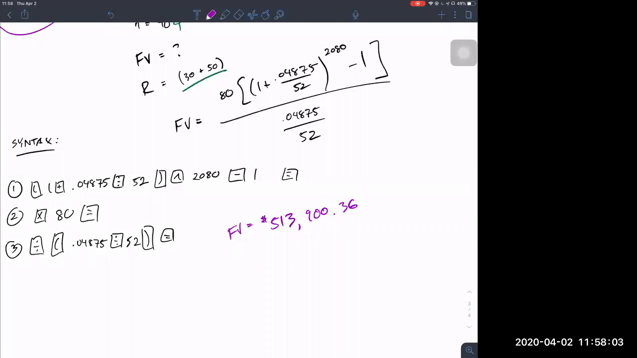$1 million. Man, Blackboard is so wonky. I hate this crap. 0.02.